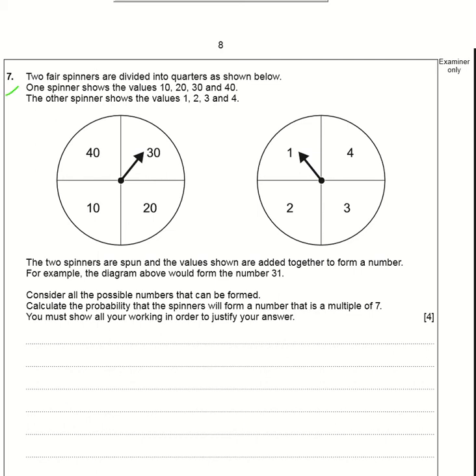Question 7. Two fair spinners are divided into quarters as shown below. One spinner shows the values 10, 20, 30 and 40, which is that one. The other spinner shows the values 1, 2, 3 and 4.